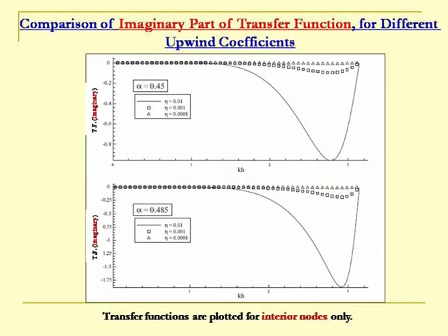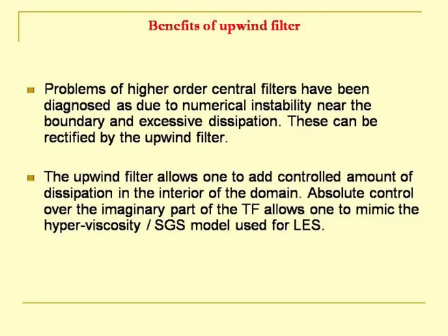perform. Now, these are the corresponding imaginary parts, and you can see that larger values of eta actually bring in a very strong imaginary part, and that can change the dispersion properties very significantly. Whereas with smaller and smaller values of eta, the effects would be marginal and restricted to very high values of kh. So, having gotten that lead, we could define the benefits of upwind filters.